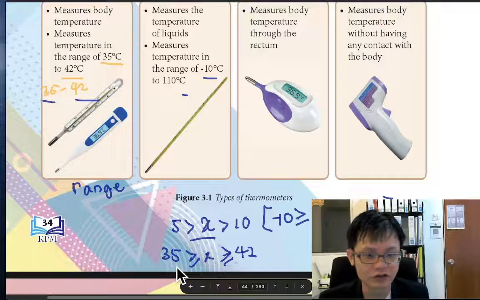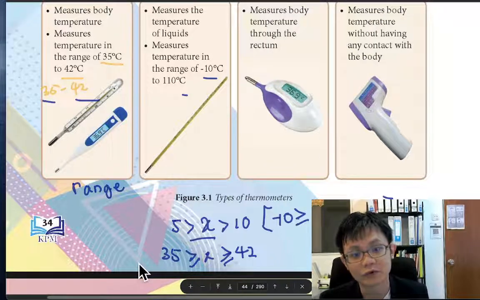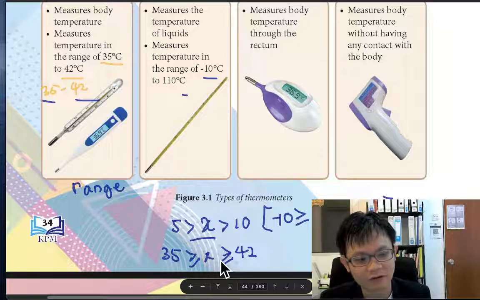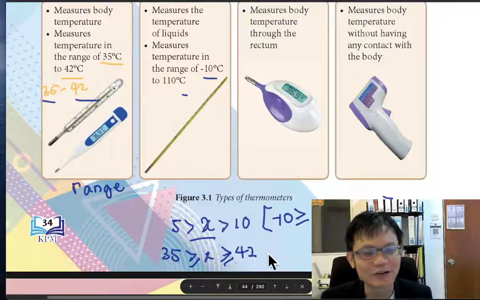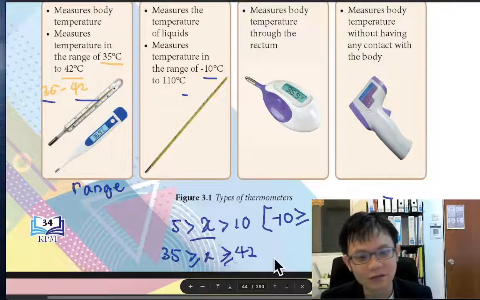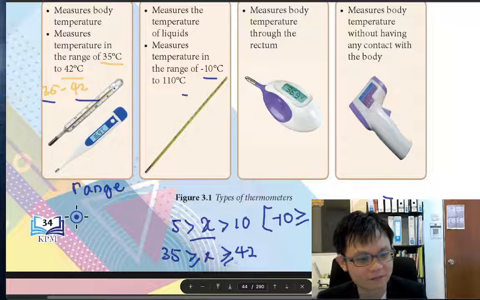Maybe 43 or 34 is the most extreme temperature, which we call abnormal temperature, where the person is going to die. If you have 43, I think the person has already died. If you have 34, it is too cold, because we are called warm-blooded animals.